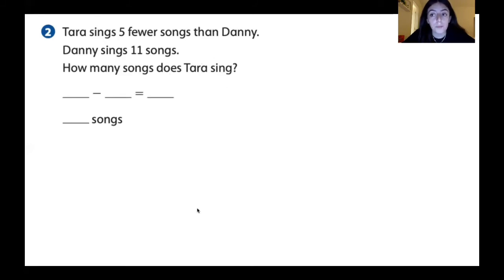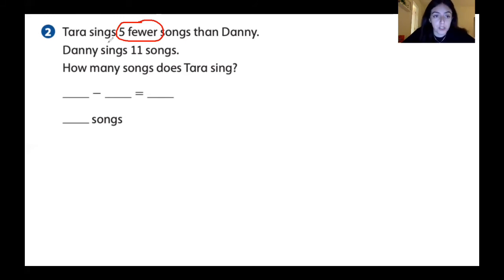So let's circle our important information. In our last problem, we saw the word more when we circled the word more. In this one, I see the word fewer. So I'm going to circle this one. And what do you think we're going to do with this word fewer? Are we going to add or are we going to subtract with the word fewer? We're going to subtract because it's telling us that there's 5 fewer things. So there's less things. So we're going to subtract to figure out how many less things.